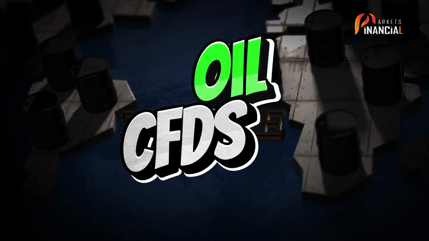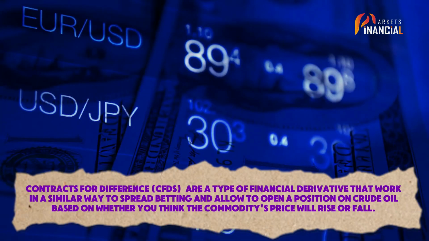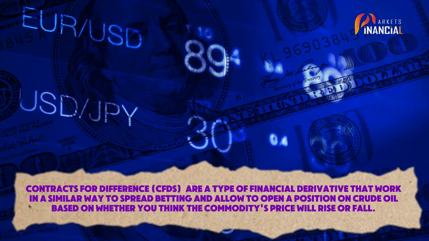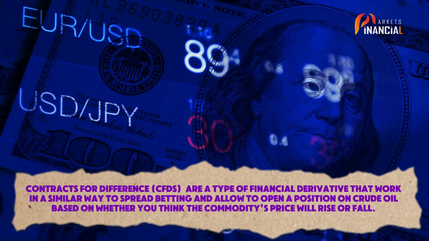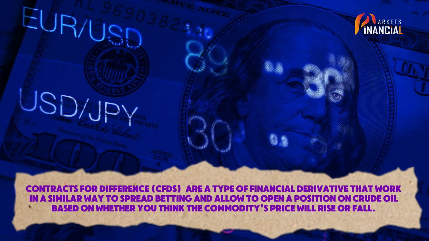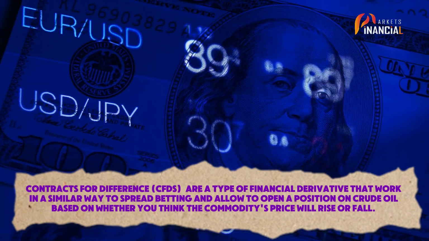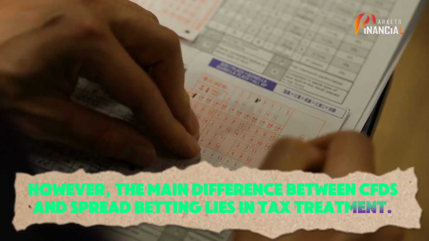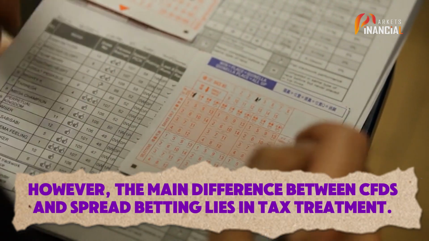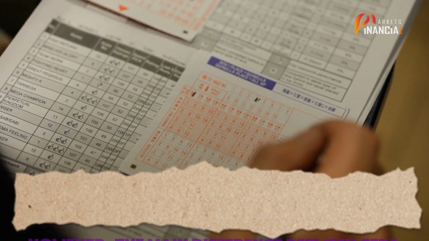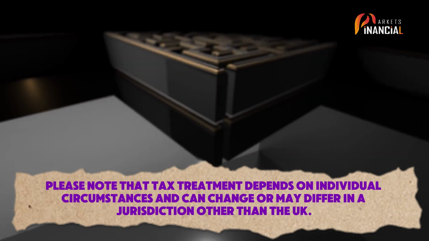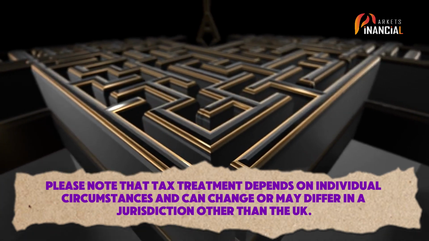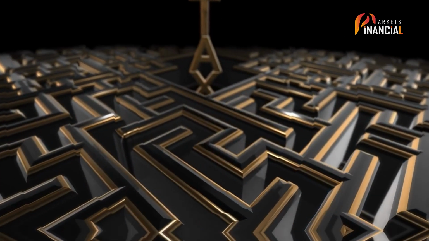Oil CFDs. Contracts for difference, CFDs, are a type of financial derivative that work in a similar way to spread betting and allow you to open a position on crude oil based on whether you think the commodity's price will rise or fall. However, the main difference between CFDs and spread betting lies in tax treatment. Please note that tax treatment depends on individual circumstances and can change or may differ in a jurisdiction other than the UK.